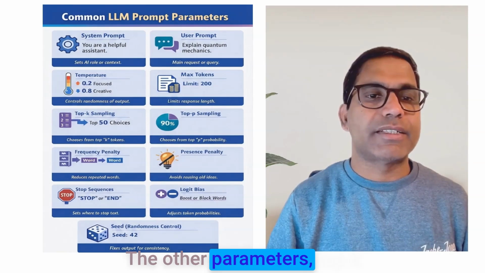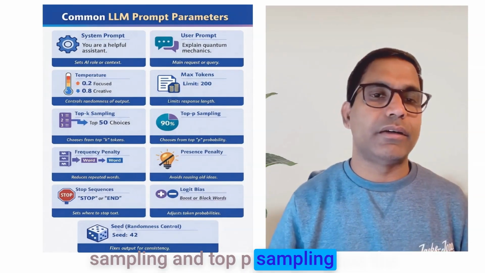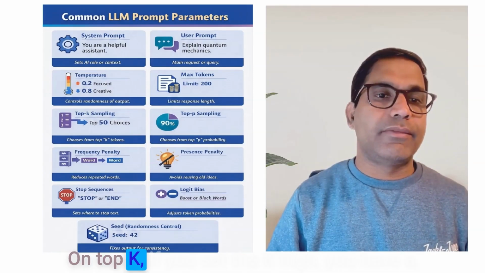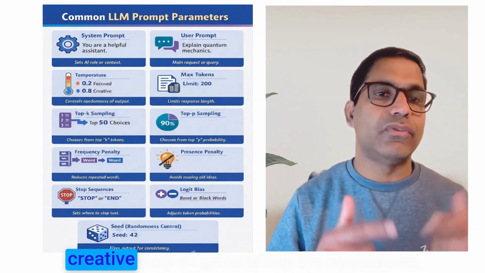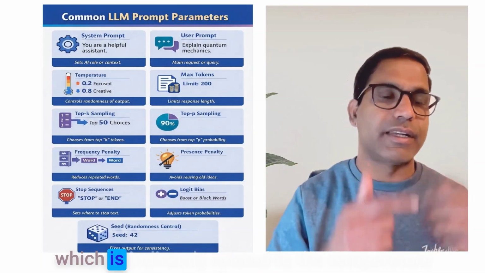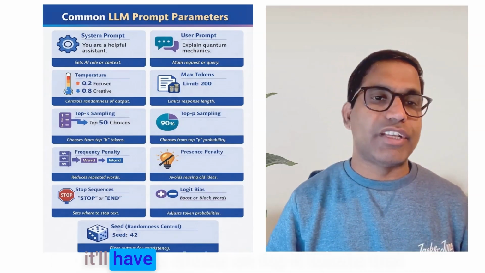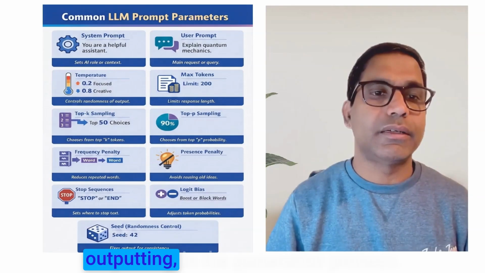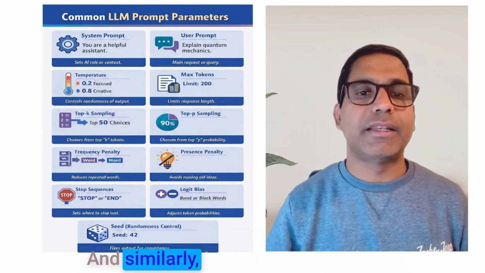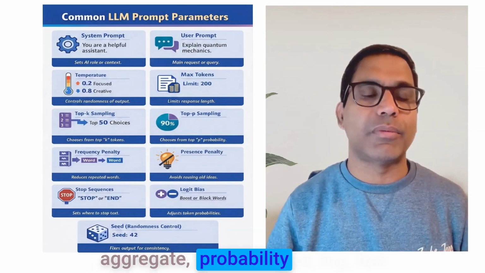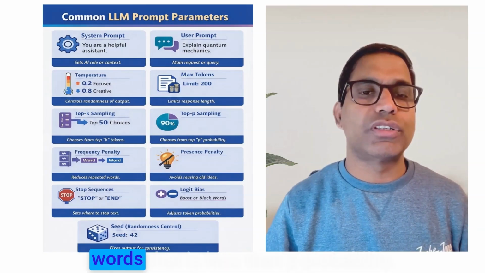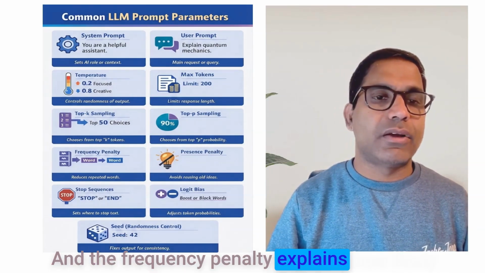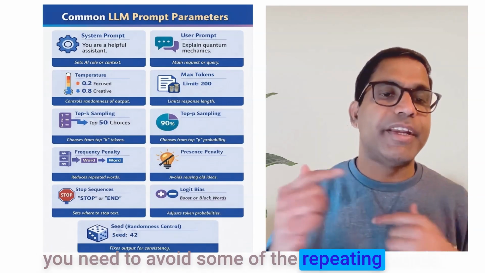The other parameters, top K sampling and top P sampling, are strategies to generate the responses. In top K, if you set K high, you get a more creative way of generating the responses, which is indirectly related to the temperature. It gives a choice among the top K tokens output in the generation process. Similarly, top P is a cumulative aggregate probability of the top few words that is less than P probability. And the frequency penalty explains how likely you want to avoid repeating words.